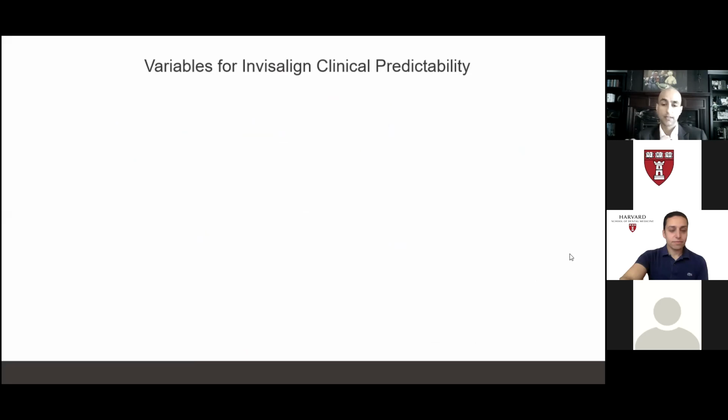So what are the variables for predictability with an aligner? First off is the patient, and then case selection and psychology. With regards to the patient and psychology, I can be the best alleged clear aligner orthodontist on the planet, which I'm not, but let's just pretend I was. If I have a patient that's not compliant, that doesn't matter one bit. You have to make sure your patient's on board, and that all starts at the consultation, and your patient can humble you very quickly with lack of compliance.